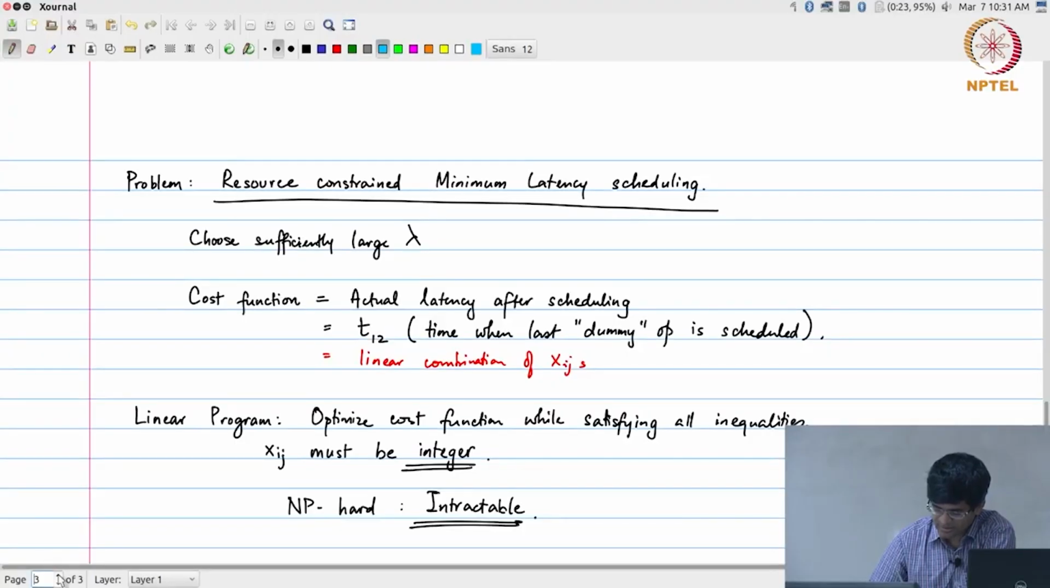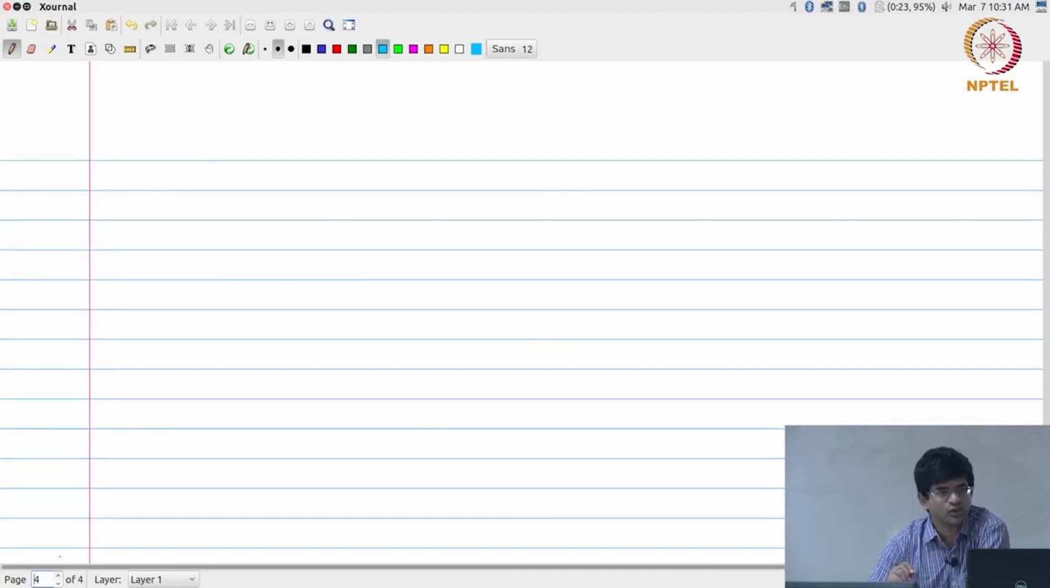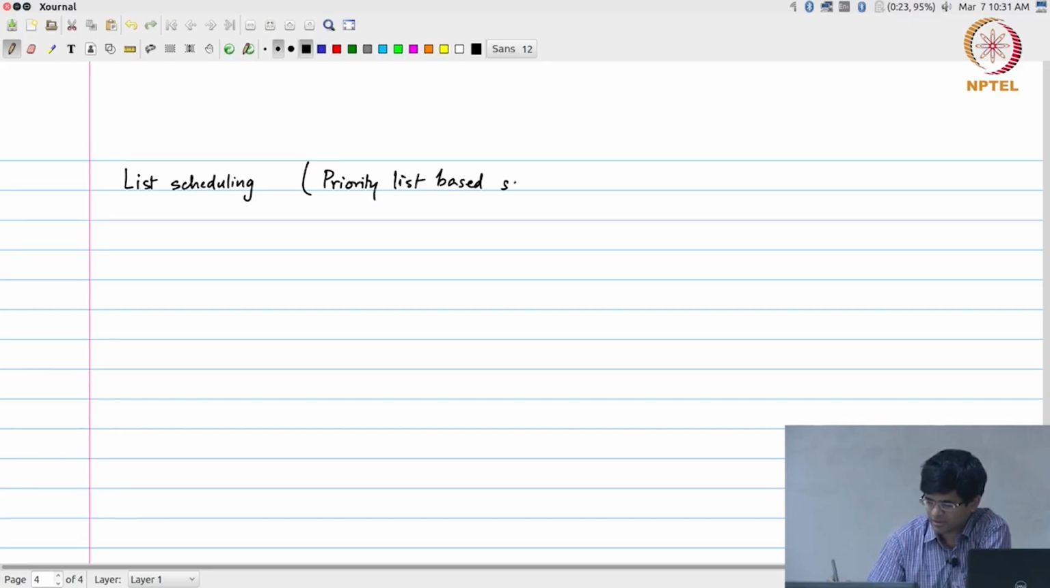So, let us now move on from there and say, all right, if I can't do ILP, what is done in practice? What are the other techniques that I could use in reality? One of the most popular is a technique called list scheduling. Sometimes it is also called priority list based scheduling or some other variant of this. Priority list based scheduling is the more accurate name. List scheduling is just a contraction of that form.